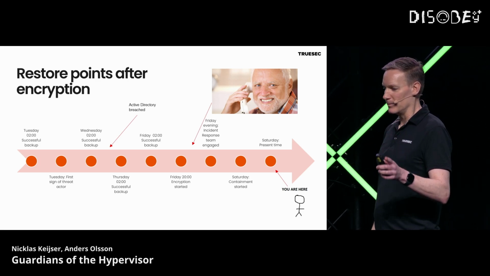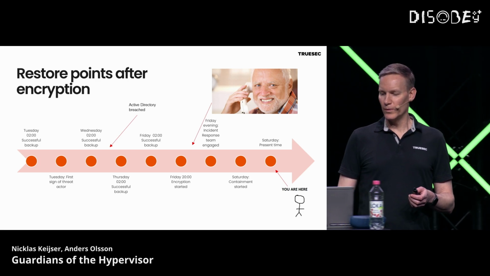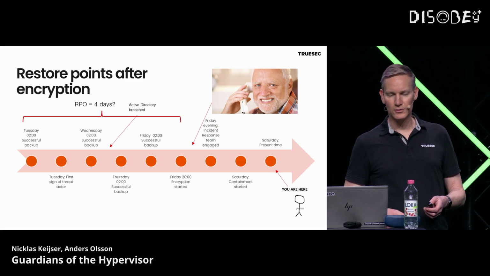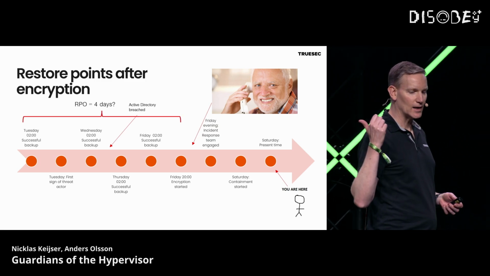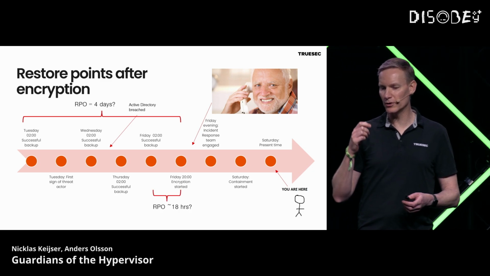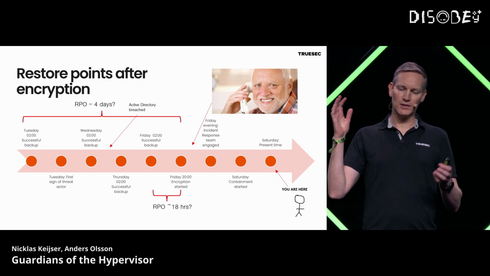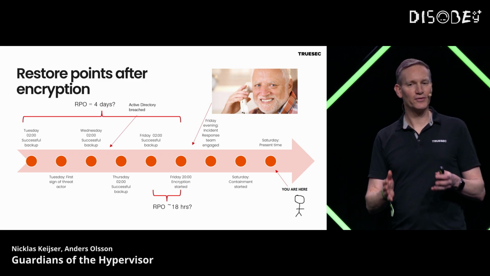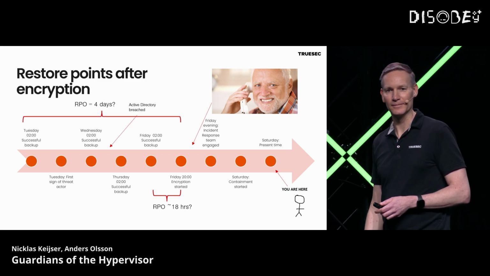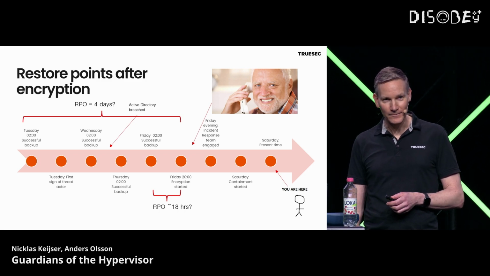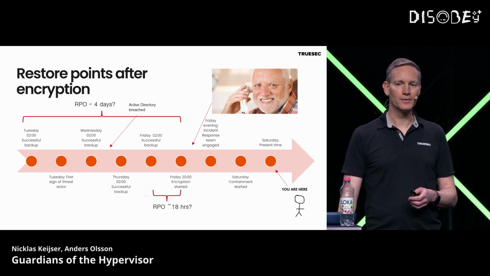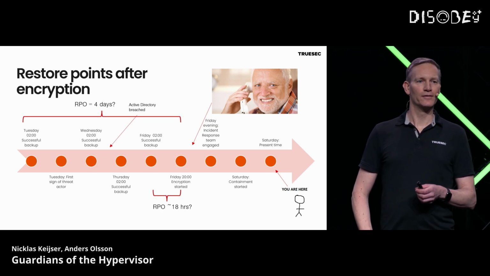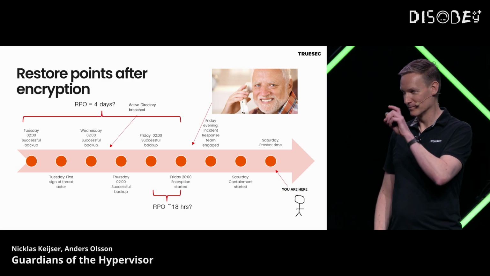Now, the million-dollar question is, which restore point do you go back to from your backups? Do you go to Tuesday before the threat actor got in? Or do you go to Friday, which is the closest one before the encryption was made? How many of you vote for Tuesday? Quite a few. How many of you vote for Friday? Fewer. How many vote for paying the ransomware?